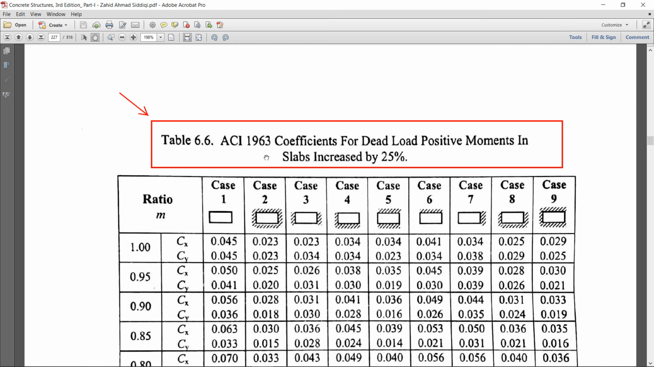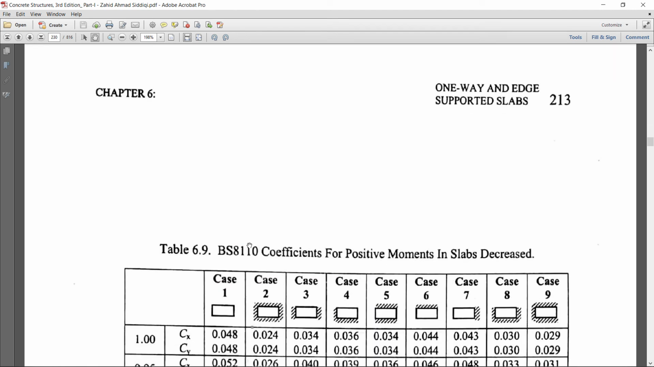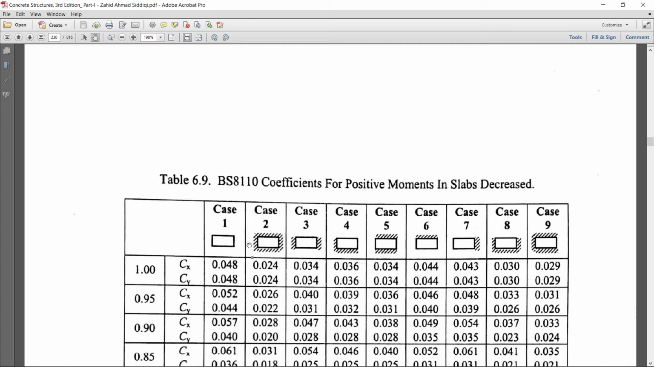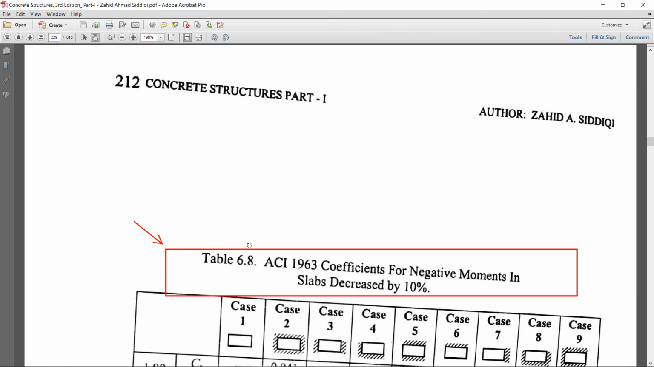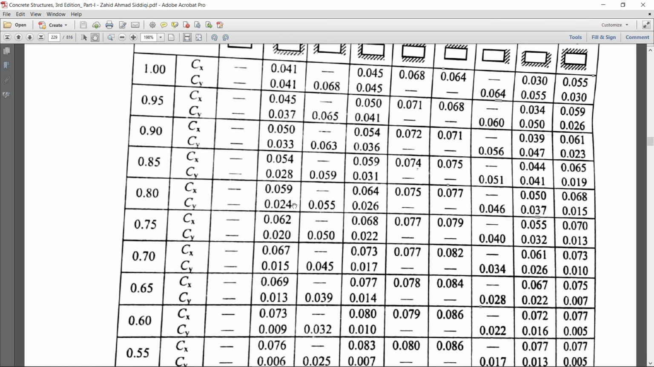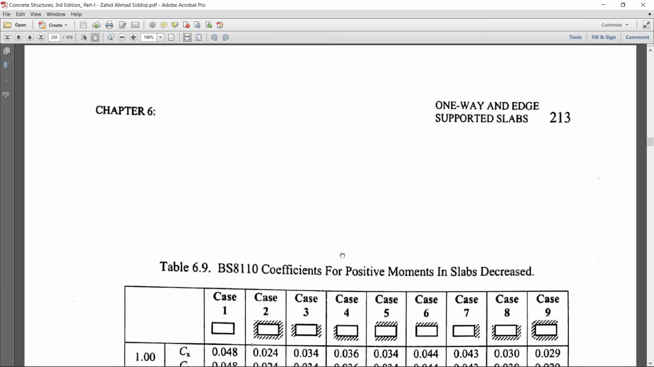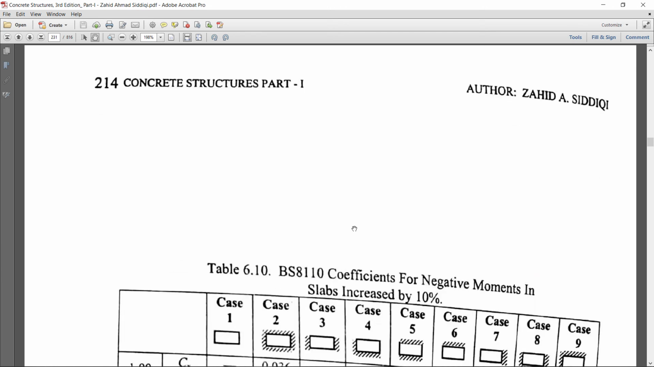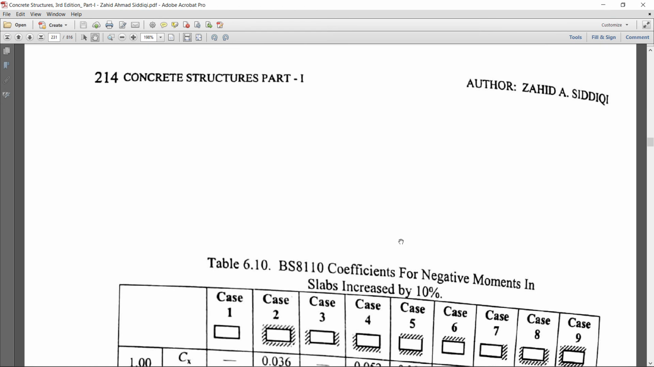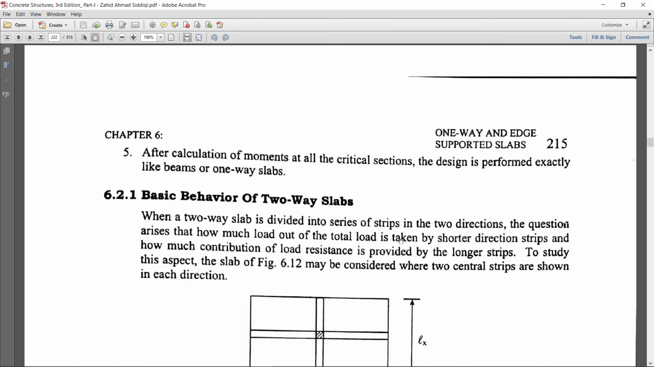There are two types of coefficients present. One is ACI and the other one is BS. We will not use BS because in our area 99% of engineers are using the ACI coefficient method. So we will follow the ACI coefficient method. There is also BS, but I have not highlighted it, just like I have highlighted ACI, because I will not use those coefficients. I will use only ACI coefficients.